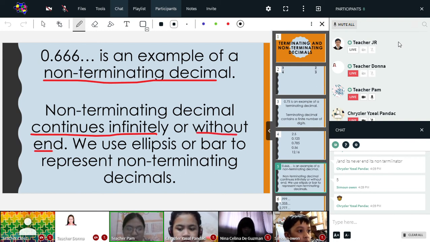So we use an ellipsis. What is an ellipsis? An ellipsis is the three dots. Okay? The three dots, you call that an ellipsis. We use an ellipsis or a bar to represent non-terminating decimals.